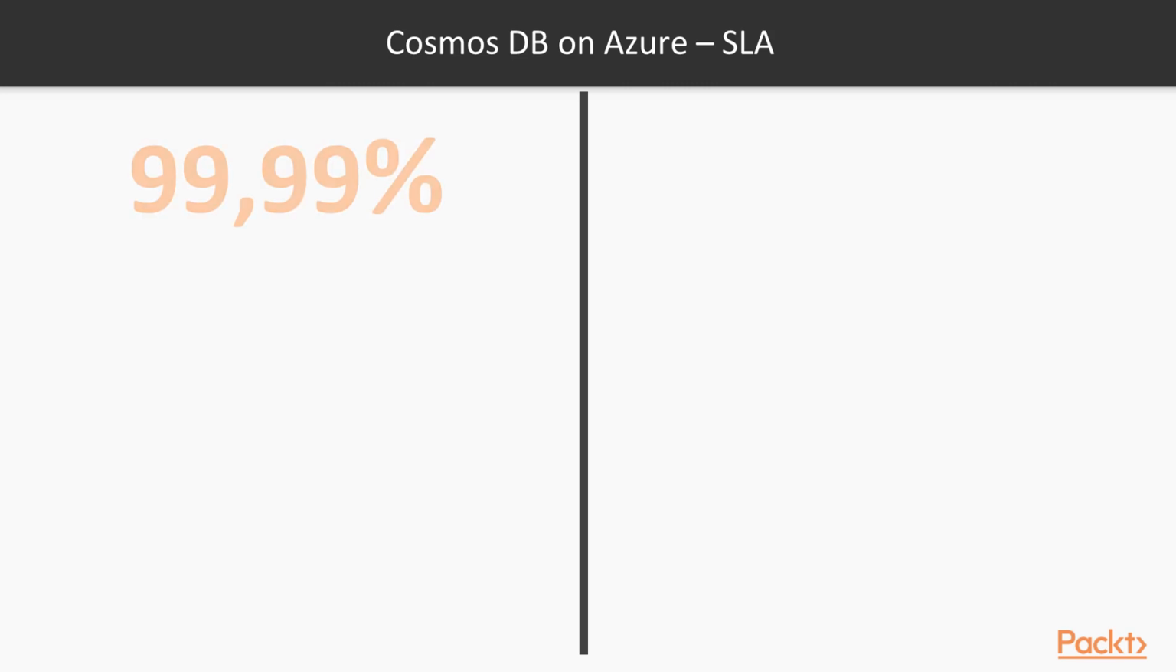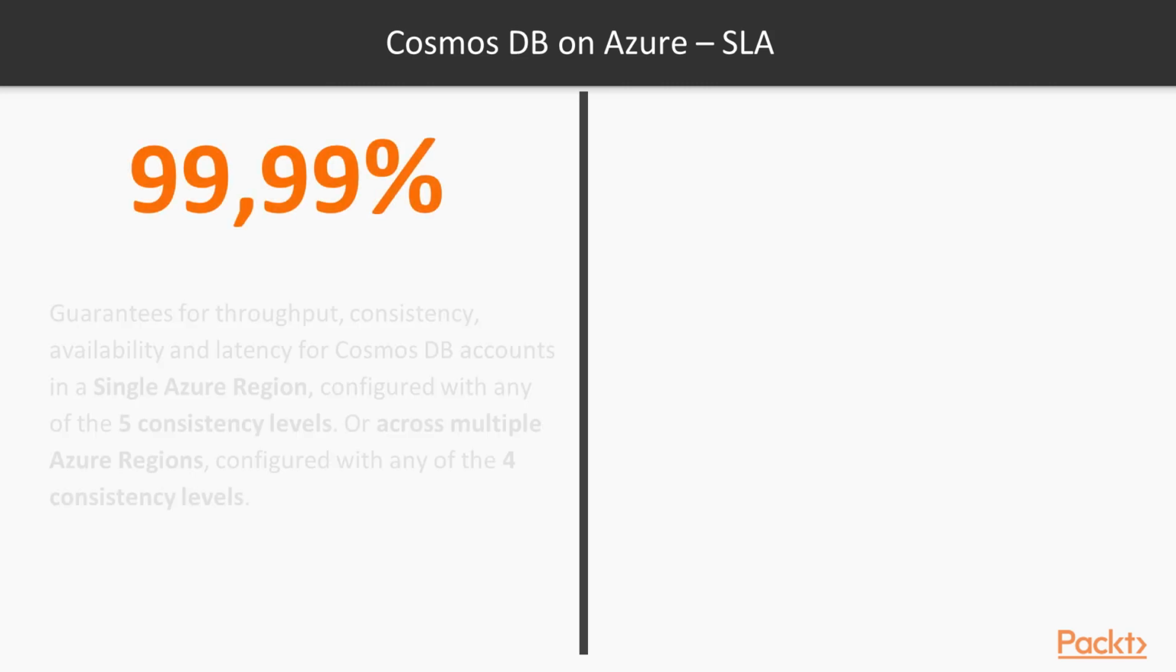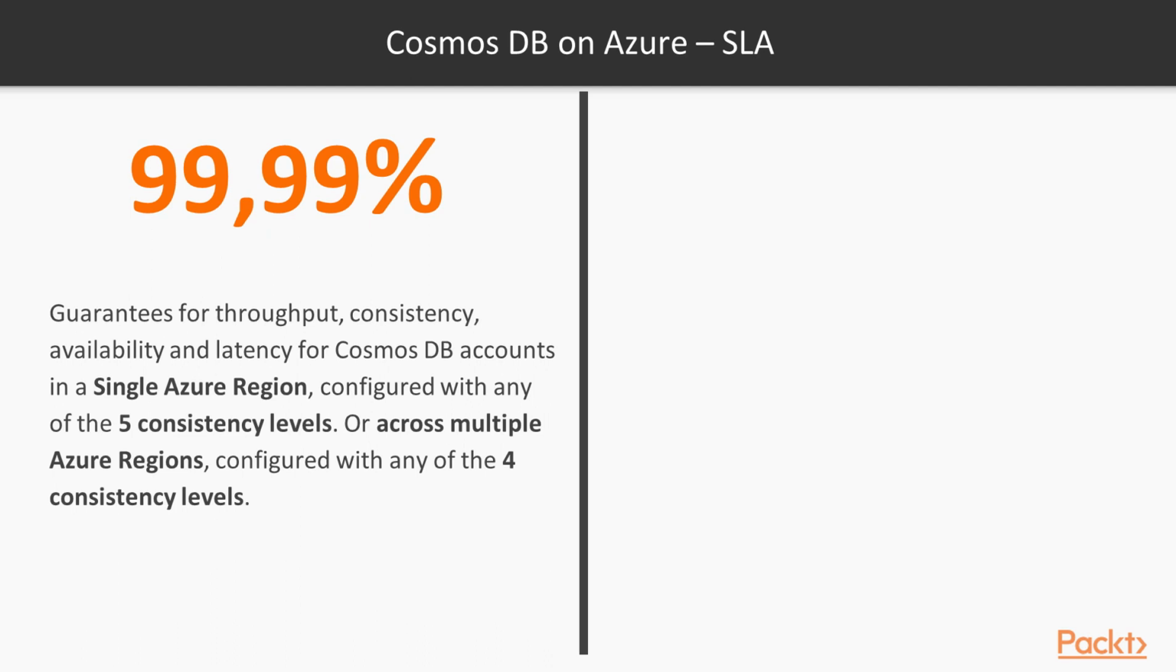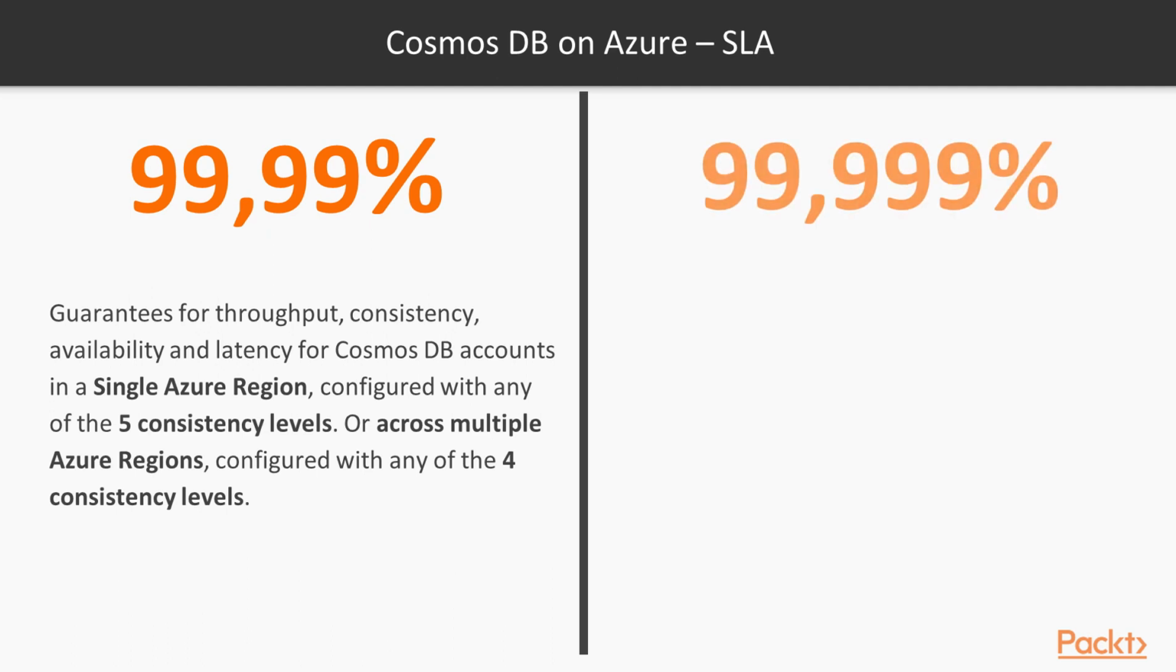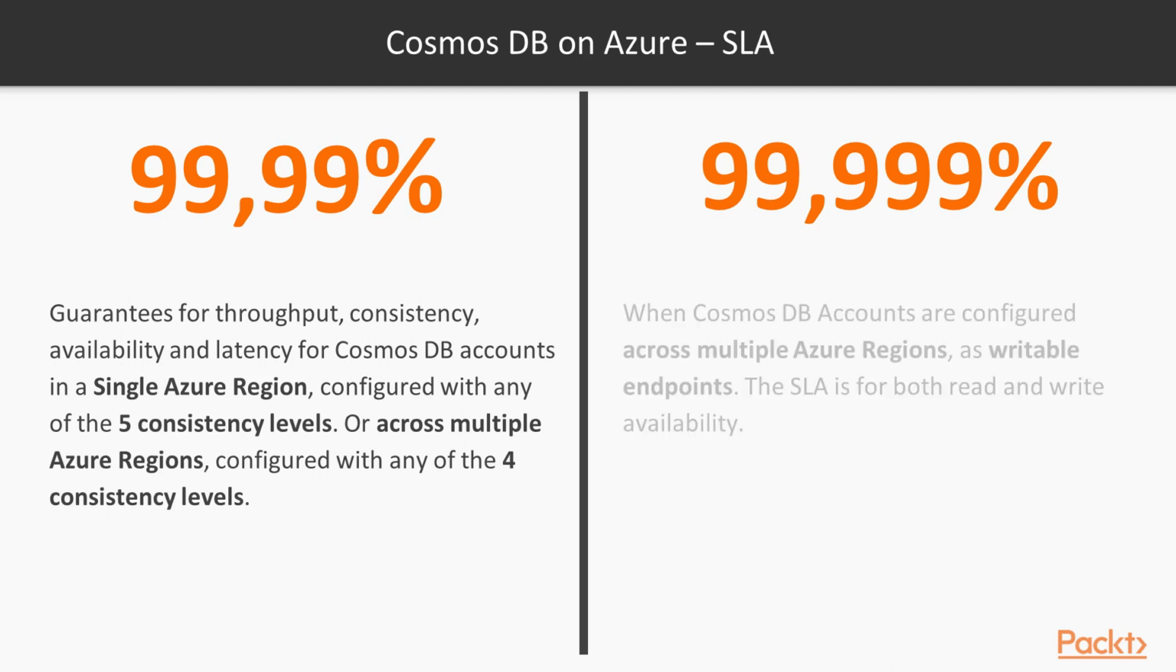So the first option is a 99.99 that's guaranteeing throughput, consistency, availability, and latency for the Cosmos database accounts in a single Azure region whenever I configure any of the 5 consistency levels, or across multiple regions when I'm configuring any of the 4 consistency levels. And I'll talk about the details later on. I can stretch it out to a 99.999, or like a 5.9 SLA, whenever I'm stretching out building high availability across multiple Azure regions and enabling writable endpoints.